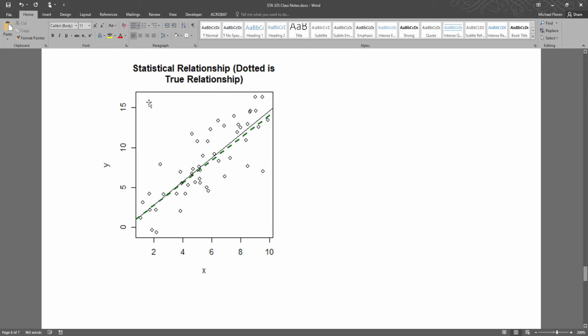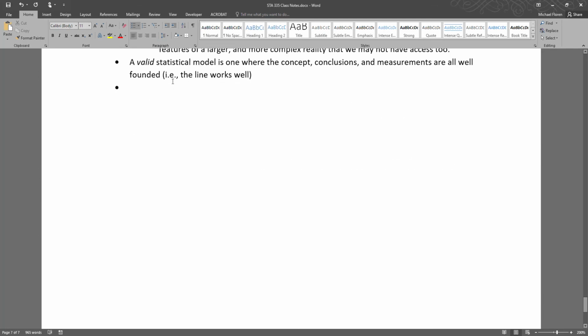Also consider, let's say we had a line that went from the bottom left to the top right, but instead of x being between 0 and 10, it was from x of 100,000 to 110,000. Even though the general pattern might be the same, it may not fit this data particularly well because of the location of the model.